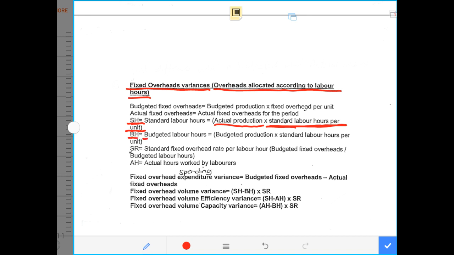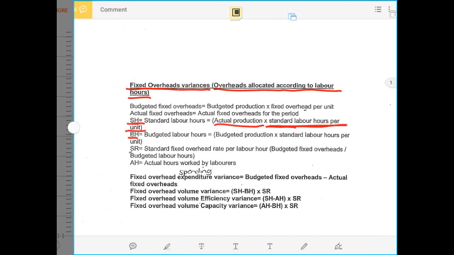And BH, which is budgeted labor hours, is calculated by saying budgeted production times the standard labor hours per unit. Remember, standard labor hours per unit is the number of labor hours it takes to complete one unit of a product. The number of hours that employees take to complete one unit of a product. That is the standard labor hours per unit, which gives us the standard hours.